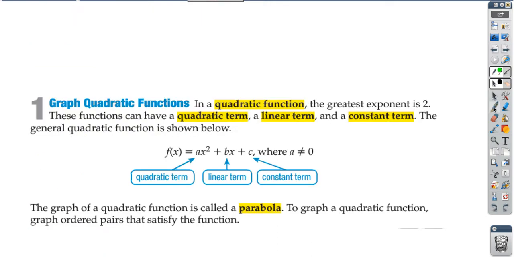Okay, so first of all, what is a quadratic equation? It's something that looks like this. It's something where x is being raised somewhere in the equation to the second power. And that is called the quadratic term. This one is called the linear term, x is raised to the first. And that's the constant, that's just a number. A, B, and C stand for numbers.